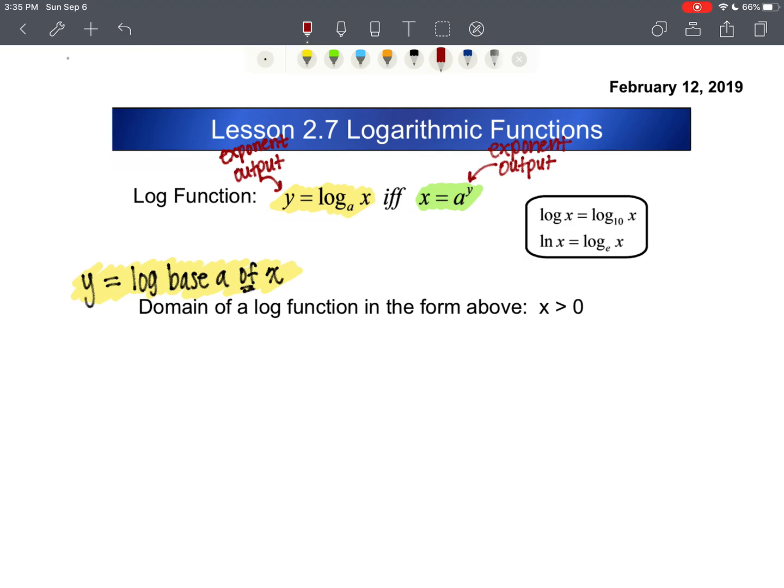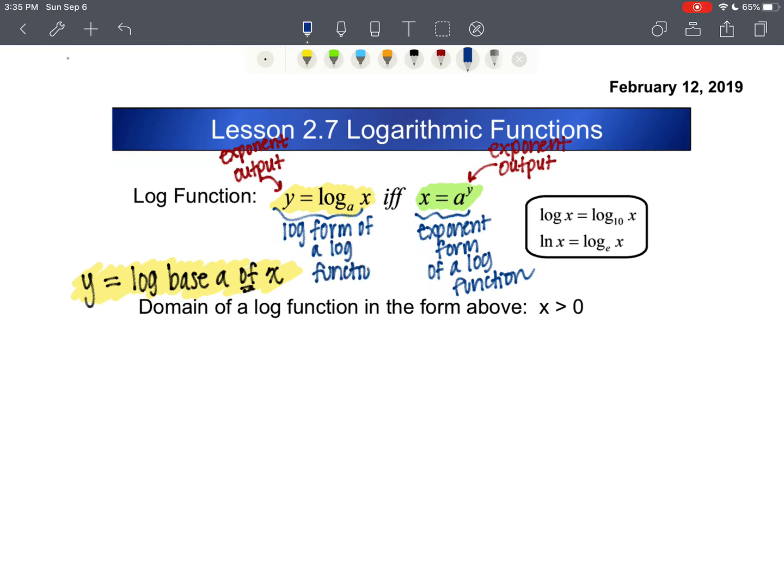So both of these are log functions, but this one on the right is exponent form, not an exponential function, exponent form of a log function, which is very helpful when we're graphing. And this one on the left is log form, logarithmic form of a log function. So both of these are log functions.